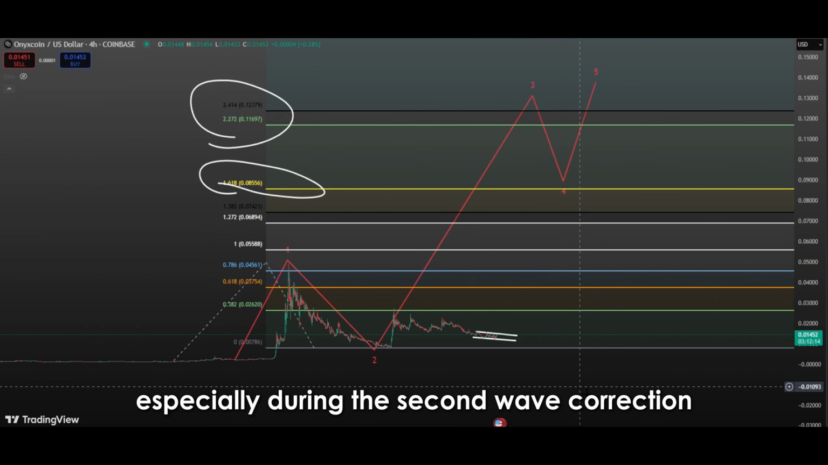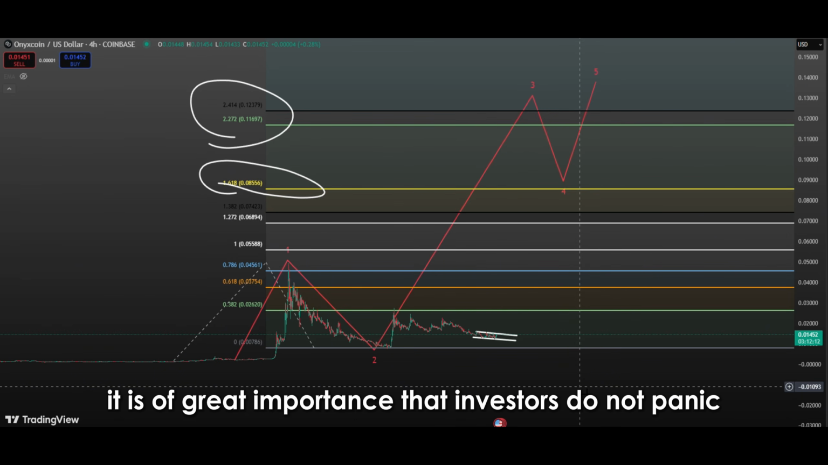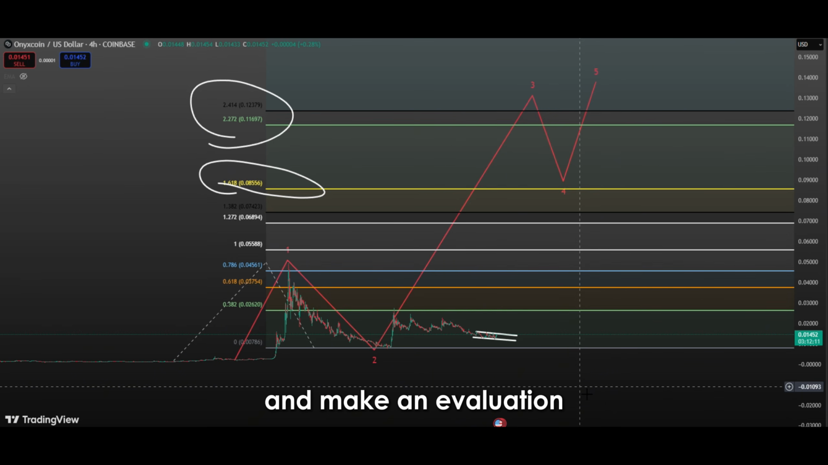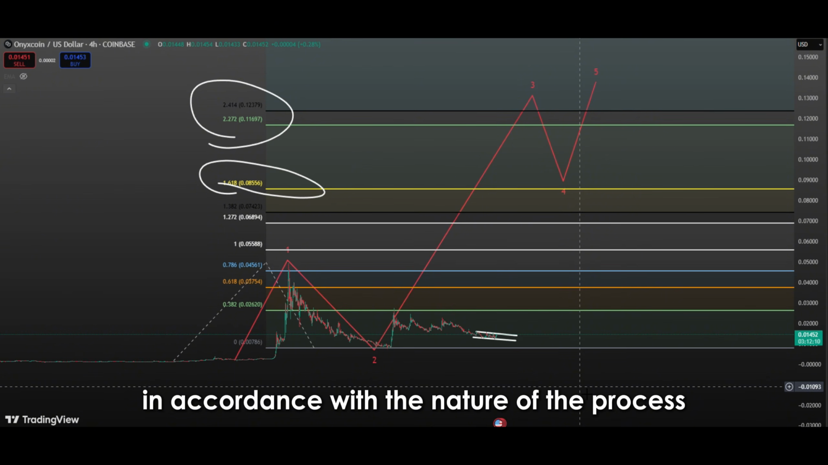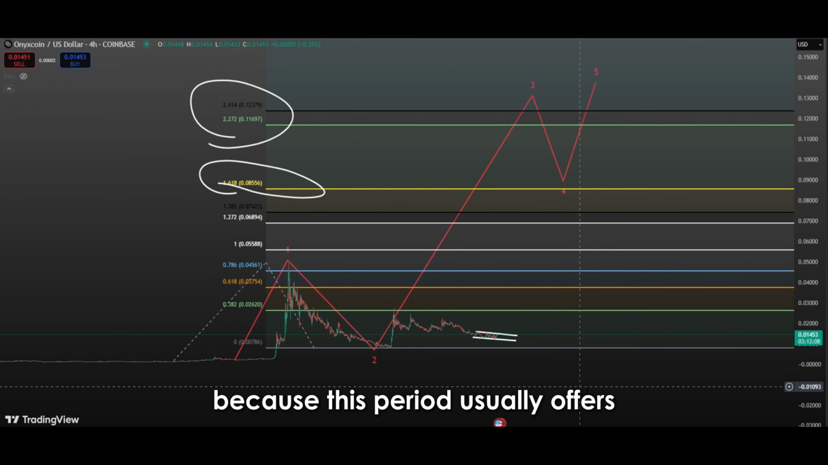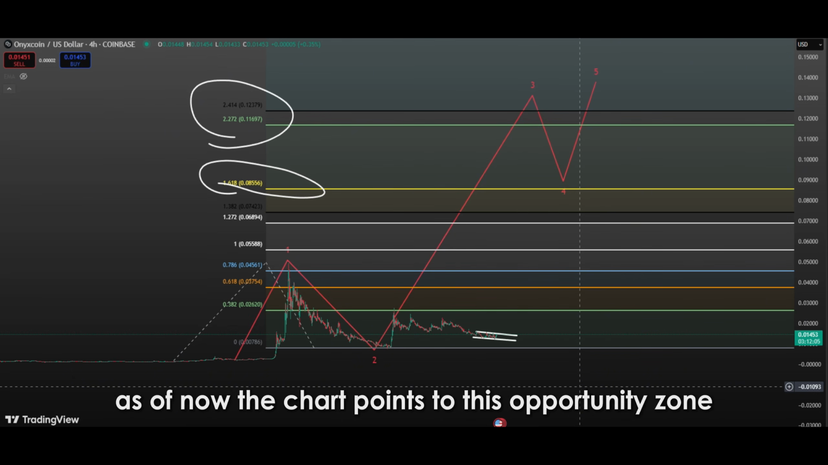Especially during the second wave correction, it is of great importance that investors do not panic and make an evaluation in accordance with the nature of the process, because this period usually offers serious opportunities for patient and conscious investors. As of now, the chart points to this opportunity zone.